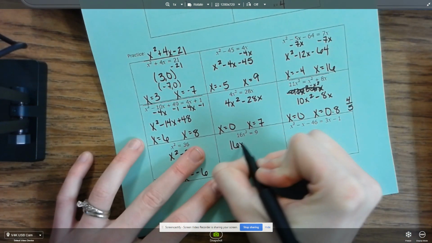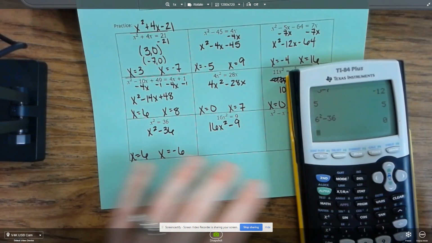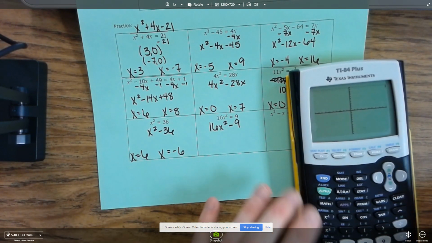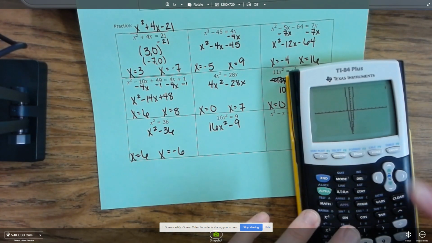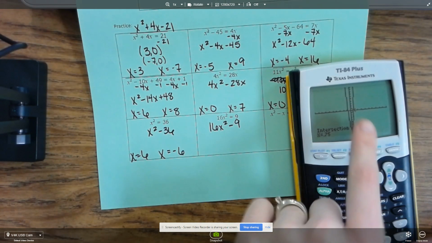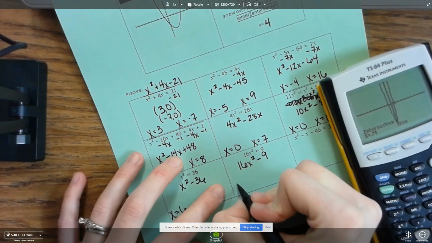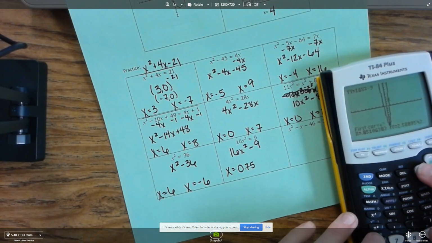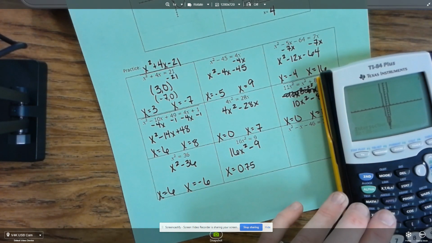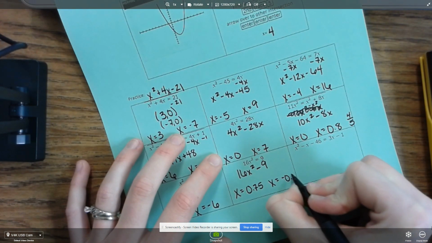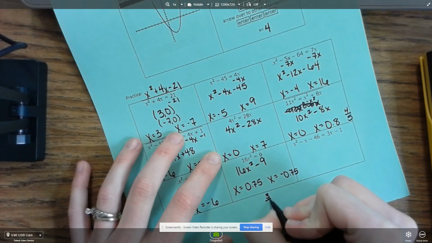All right, so 16x squared, if I move the 9, it would be minus 9. All right, so here 0.75. And then negative 0.75 or 3/4, whichever you need.